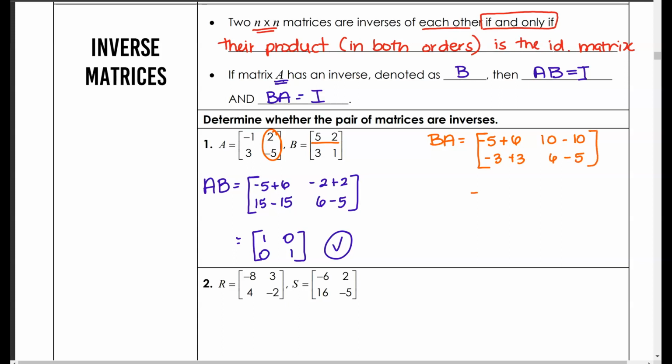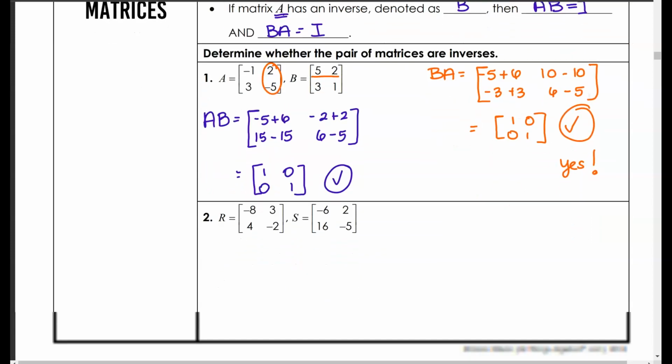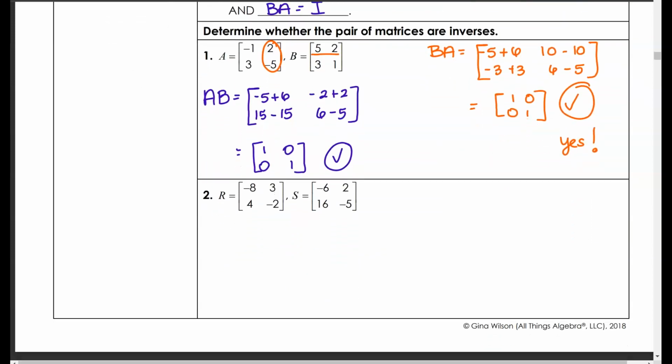We combine this, and again we get 1, 0, 0, 1. So we in fact do have an inverse because we just had it equal the identity matrix again. All right, your turn. Take a moment, pause this video, and try the next problem.